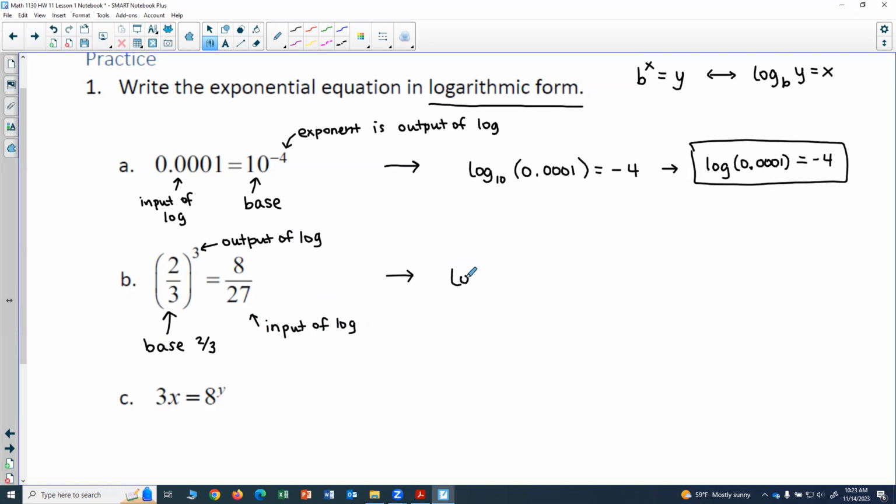So we would write this as log. The base is 2/3, so we'll do a subscript 2/3. The output of the exponential becomes the input of the logarithm, so 8/27. And then the exponent is the output of the log function. So we have log base 2/3 of 8/27 equals 3.